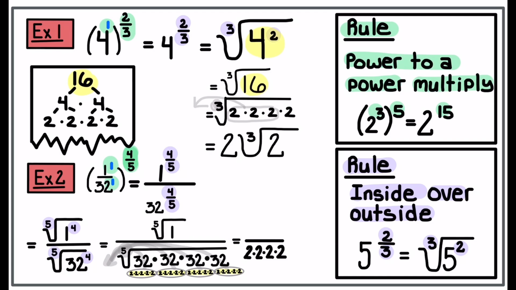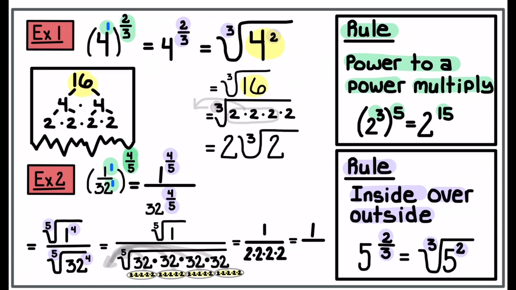In the numerator, the 5th root of 1 is going to be 1. Keep in mind, 1 you can multiply by itself as many times as you want, and it's still 1. So we have 5 of a kind, 5 1's, and we get 1. Our final answer is 1 over 16.